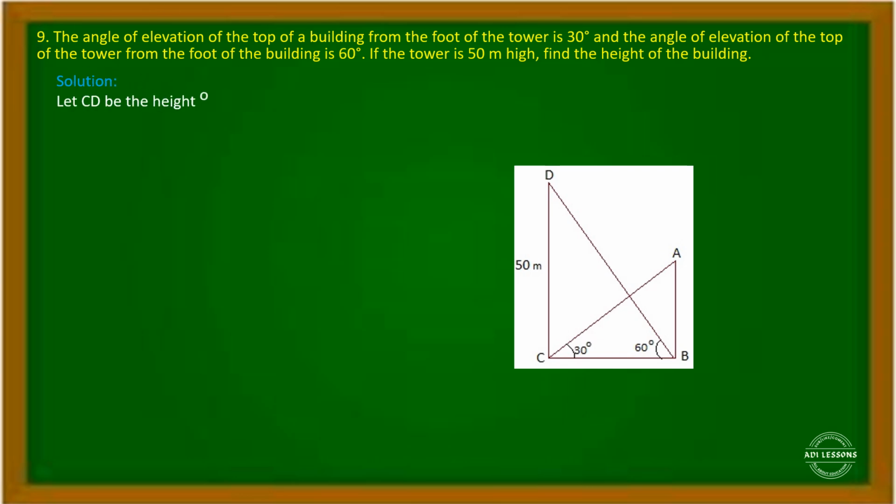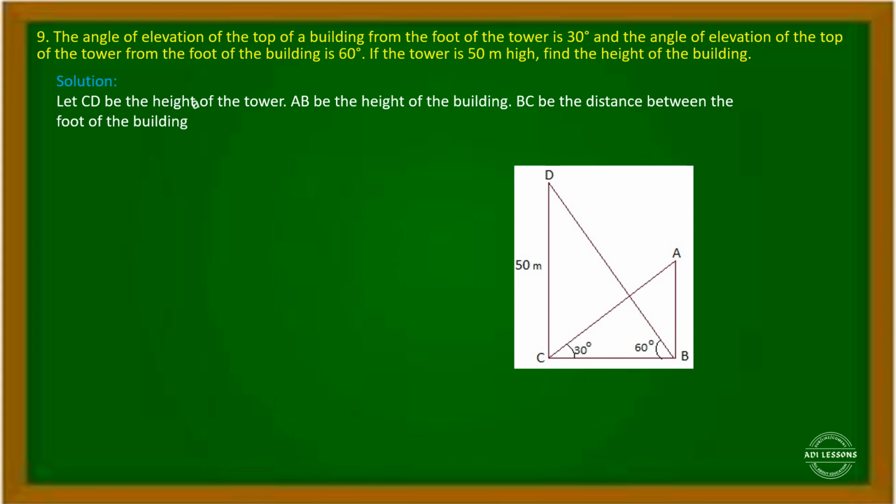Let CD be the height of the tower. AB is the height of the building. BC be the distance between the foot of the building and the tower. Elevation is 30 degrees and 60 degrees from the tower and the building respectively.